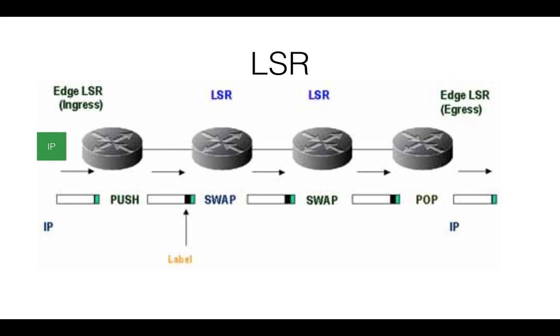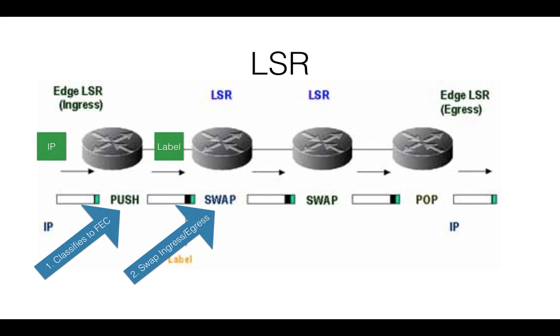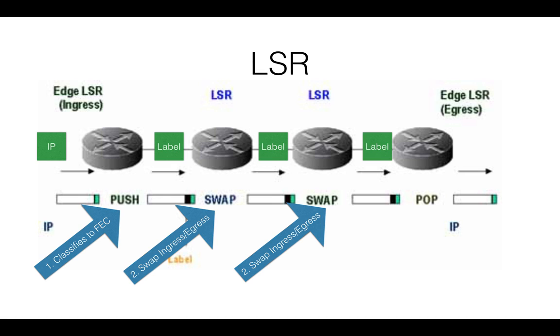When it receives an IP packet, it looks at the network layer information, classifies it into a forwarding equivalence class, and adds a label to it. As it moves down the line, the intermediate routers really only care about the label, not what was in that layer 3 header. So they're going to do swapping between the ingress and the egress, trying to get that closer to the egress router.